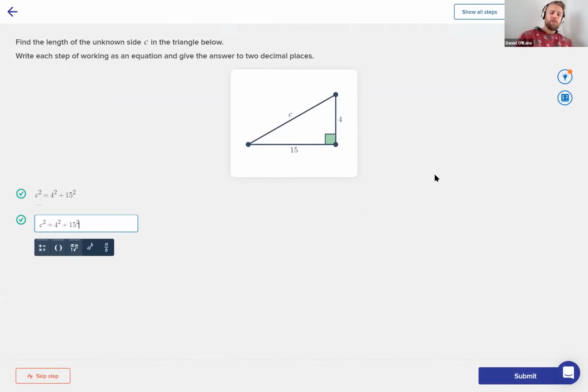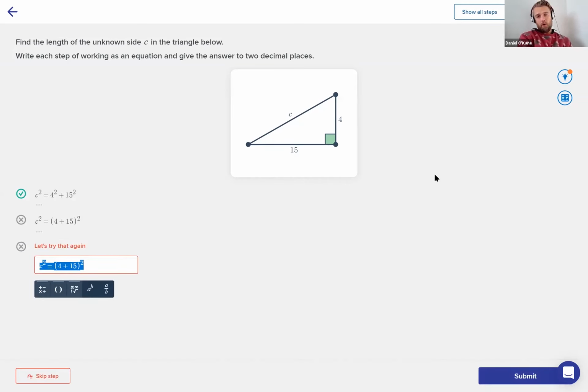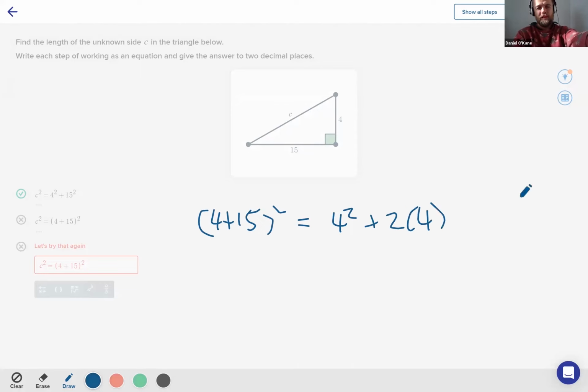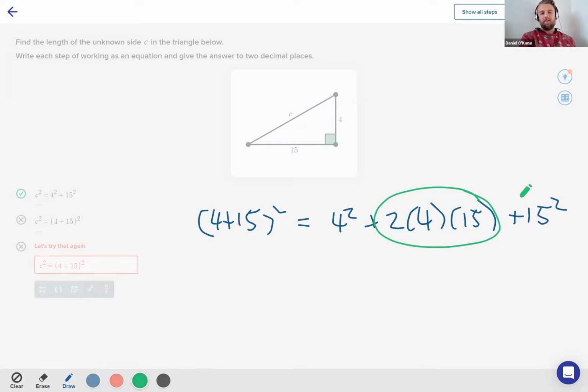A common mistake for students is to think 4 squared plus 15 squared is the same as 4 plus 15 all squared. Be careful not to do that. That's wrong. Remember, if I have 4 plus 15 squared, that's going to be the same as 4 squared plus 2 times 4 times 15 plus 15 squared. There's this additional part that needs to be added. I'm using that formula that we covered at the start of the class. So this is an incorrect factorization, but it is a common mistake that students make at the beginning. So I did want to point it out.